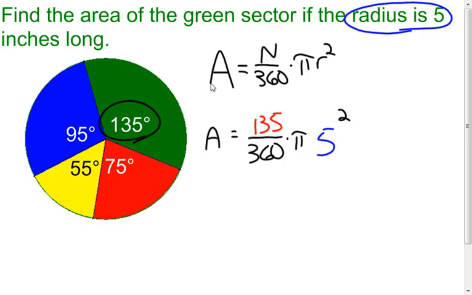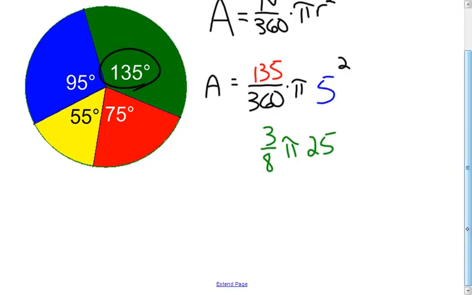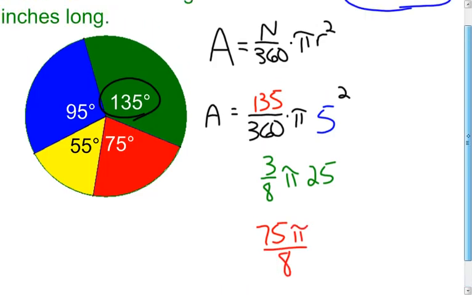Well, 135 divided by 360, if we simplify it, that's going to be 3/8. So we have 3/8 pi, and then 5 squared is 25. I'm going to just look at this without using a calculator and multiply my fractions. 3/8 times 25, well, 3 times 25 is 75, so I'm going to have 75 times pi eighths. And there would be the area of my sector.